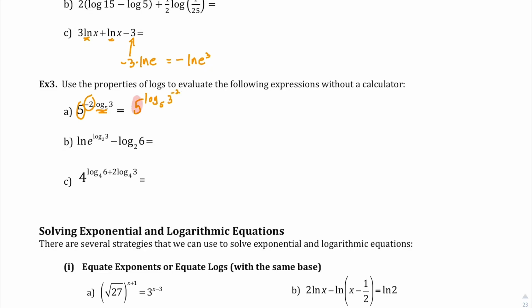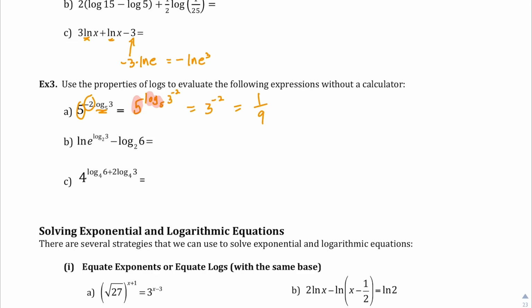We must do that step first before we can then cancel out, if you wish, the reverse operations of 5 to the power of log base 5. And so that's now going to leave us with 3 to the minus 2, which is, of course, 1/9.